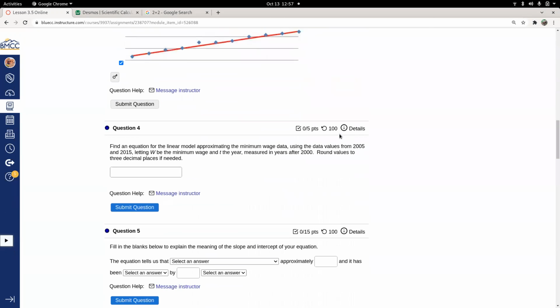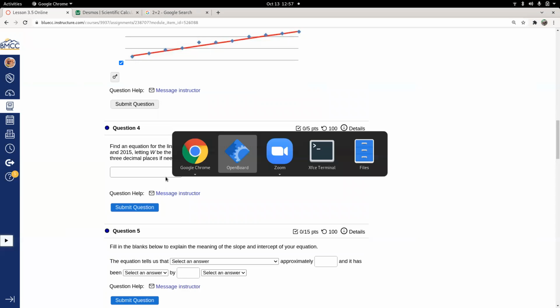So here, we want to use data from values 2005 and 2015 to get W, the minimum wage, and T is the year after 2000. All right, so let's put that together with the problem we have above. Screenshot that question.